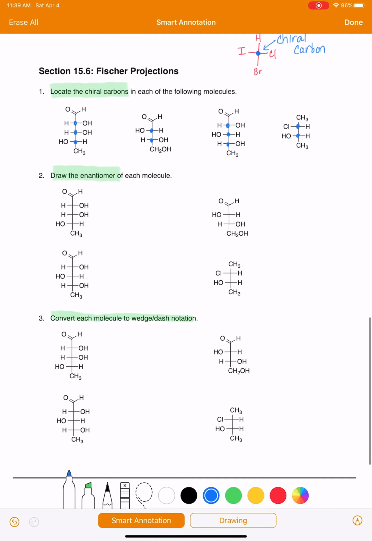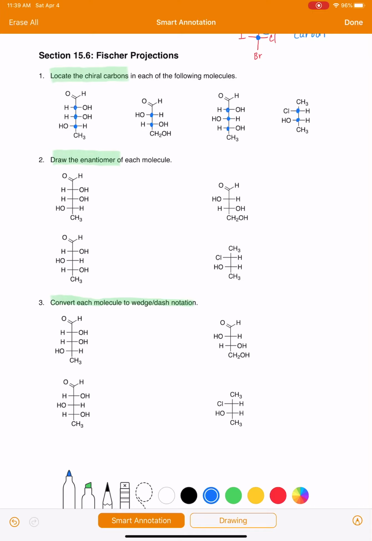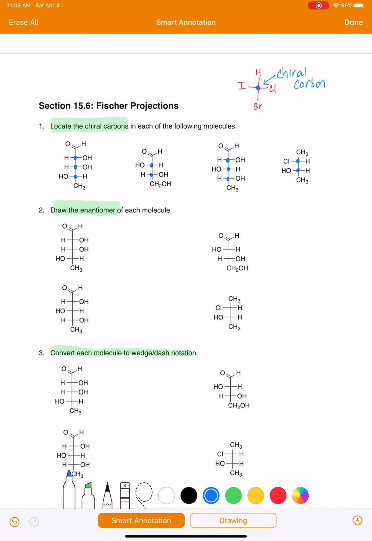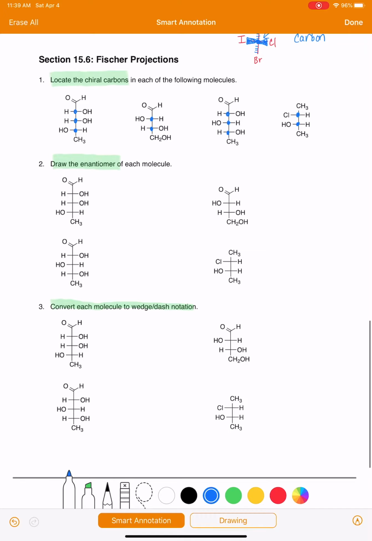Let's skip down to number 3, converting each one to the wedge dash notation, because this is also something that we practiced in the notes. So on the notes, I told you that all of the horizontal bonds were wedges. That's what's implied in the Fischer projection, and all of the vertical bonds are dashes. That's what's implied. So same thing, even when the molecule gets more complicated, the horizontal bonds are always the wedge bonds. And see, this looks like just a row of little bow ties, just like that. And the vertical bonds are dashes.